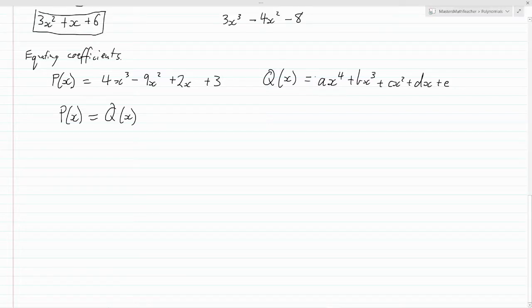First, let's look at our x to the 4 term. Well, hold on a minute, there's no x to the 4 term in P of x. So that means that a has to equal 0, because they have to be the same. They have to be the same amount of x to the 4s in both P of x and Q of x. But there is exactly 0 in P of x. So that means that a has to equal 0 for there to be the same amount.